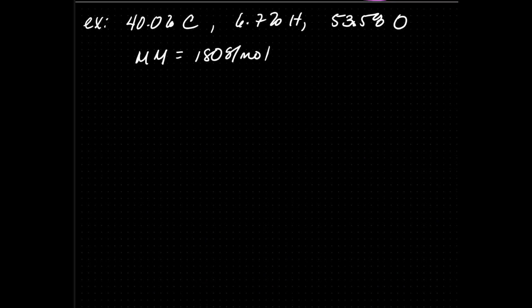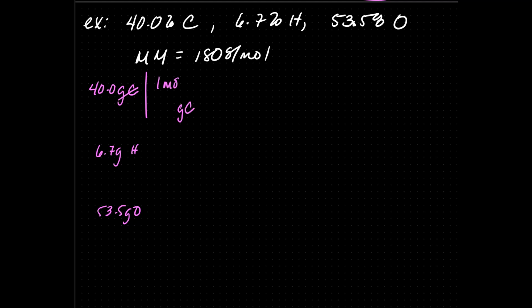Pause the video, solve the empirical and molecular formula, then check your answer. Since percents are given, we're going to convert the percent to mass by changing the percent signs to gram. So it's 40.0 grams of carbon, 6.7 grams of hydrogen, and 53.5 grams of oxygen. Now we need to convert mass to moles using molar mass. So we're going to do dimensional analysis. Grams of carbon.